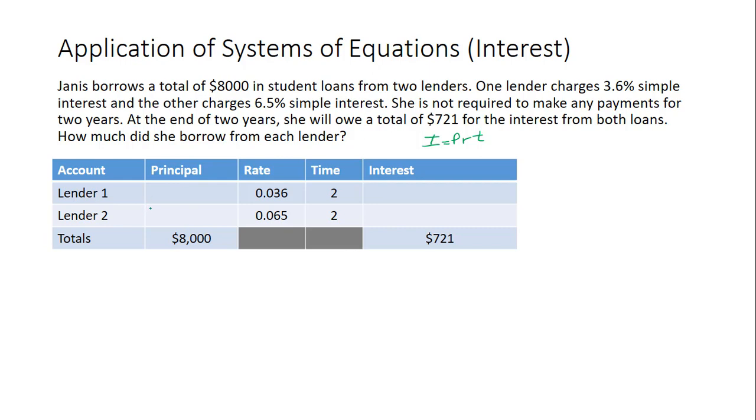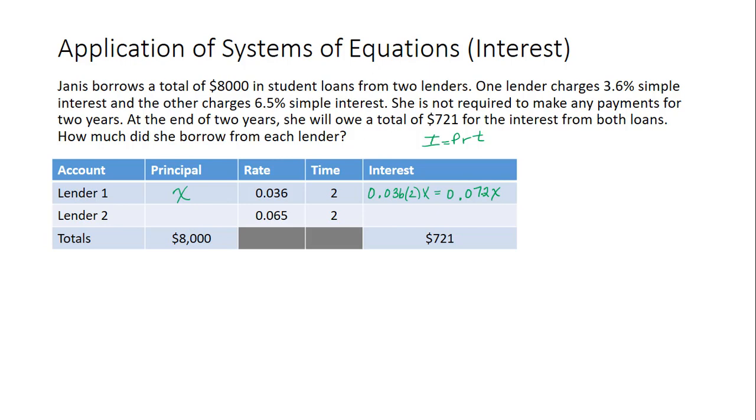Since we don't know the amount that she borrowed from the lender 1, we're going to represent that with x. So multiplying 0.036 times 2 times x gives us 0.072x.